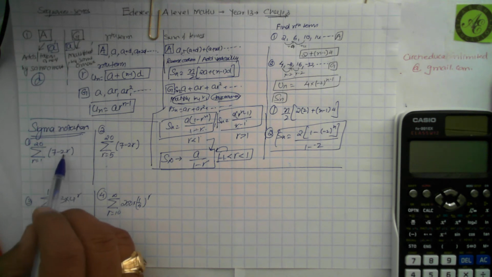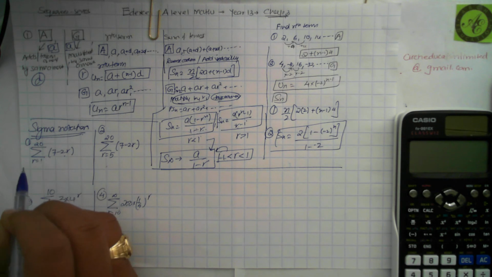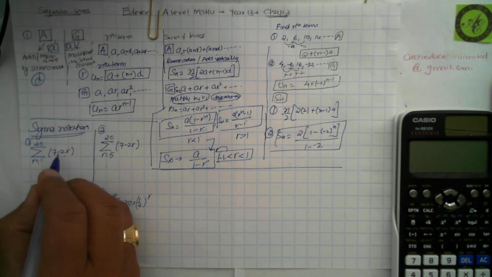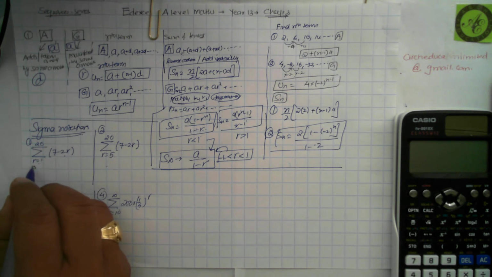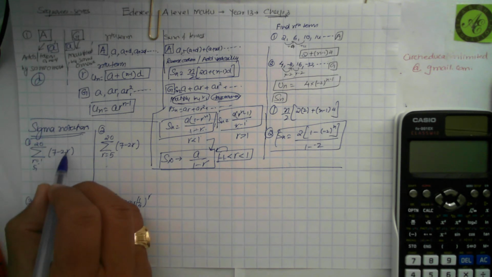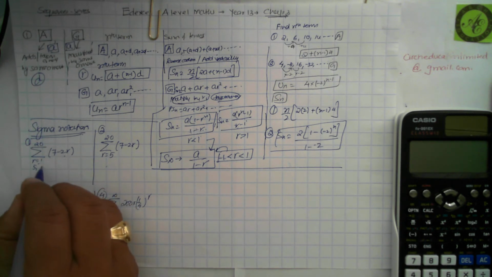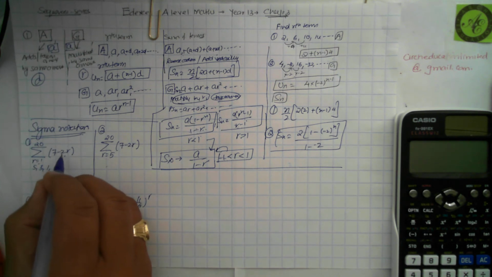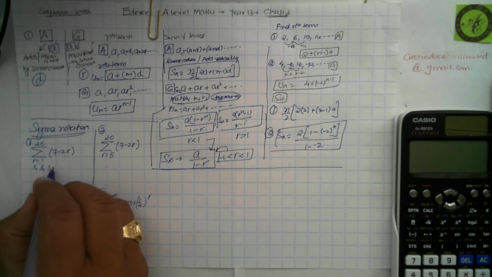So what does that become, people? First of all, you're going to check what type of series this is. So put in the first value of r you're given. 7 minus 2r is 5. Then the next value, 7 minus 4 is 3. Then 7 minus 6 is 1. Then 7 minus 8 is minus 1, and so on.